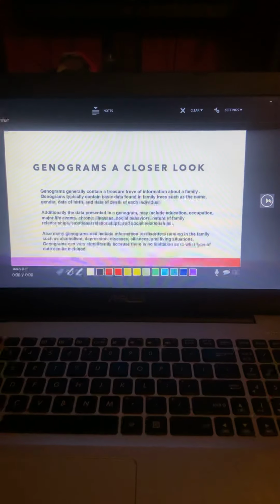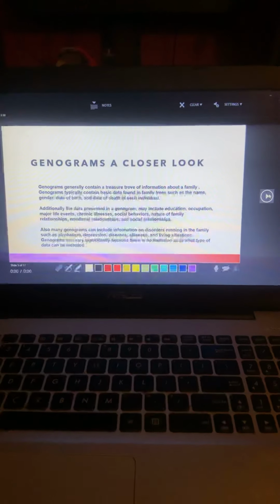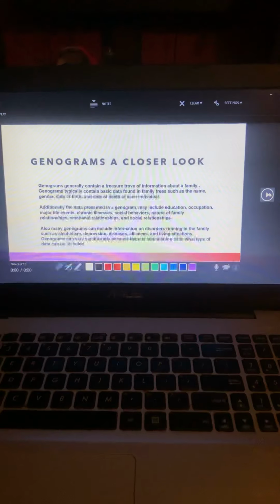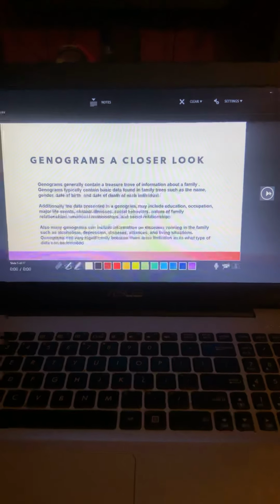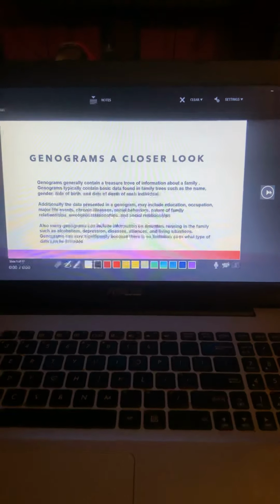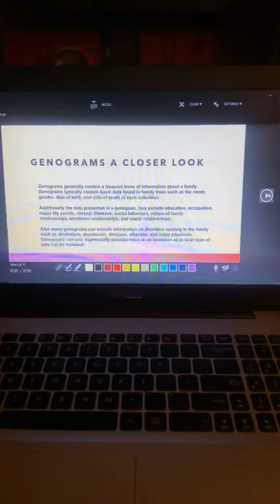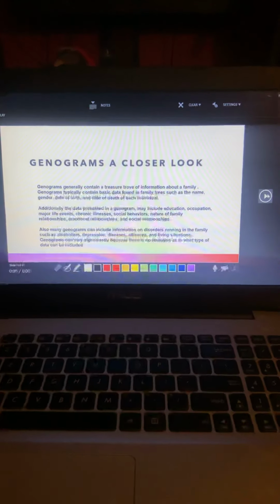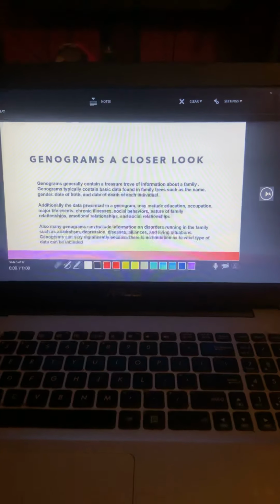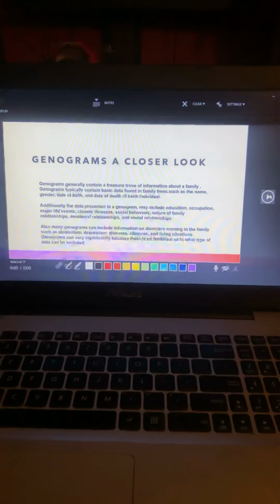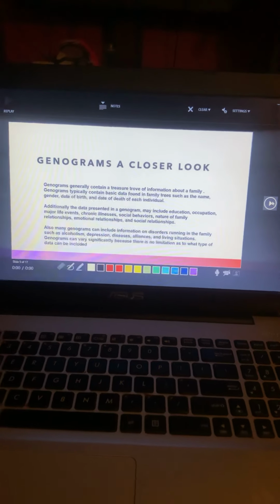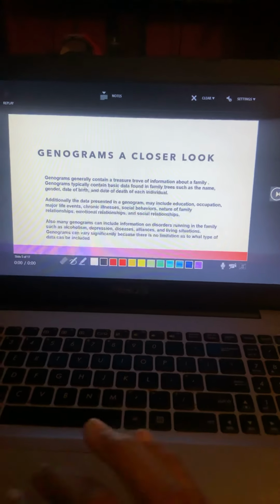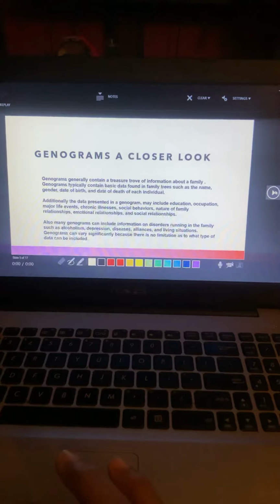Also, genograms can include information on disorders running in the family, such as alcoholism, depression, diseases, alliances, and living situations. Genograms can vary significantly because there is no limitation as to what type of data can be included. So they can vary. You can include more information as you may need specifically, but it definitely may vary.